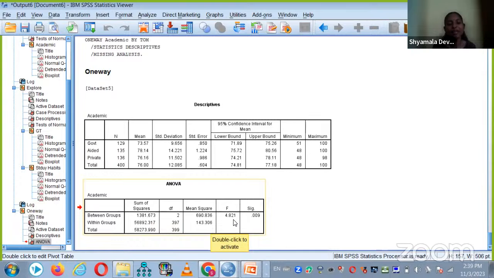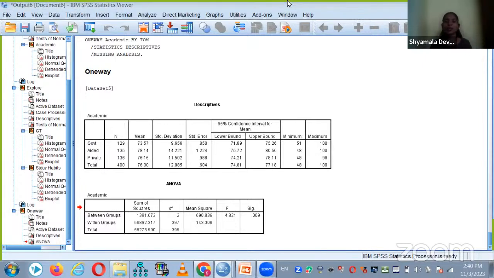We want the F value. Here the F value is 4.821 and the significance value is 0.009. So what does it mean? The p value is 0.009. What does it tell? Can anyone type the answer in the chat box? Not significant. See, the p value is 0.00. Is it less than 0.05 or greater than 0.05? Or you simply multiply the p value by 100, which means you get nearly 0, so it is 0% error. So it is significant, and hence we can reject the null hypothesis.